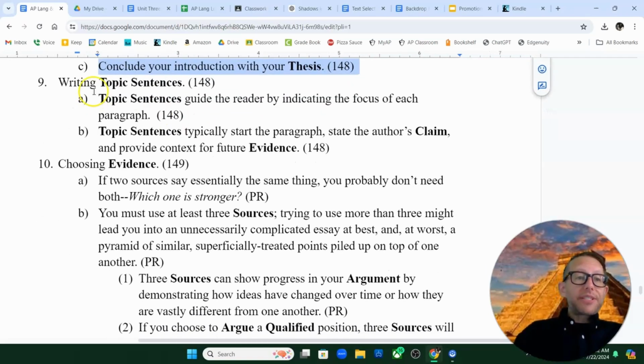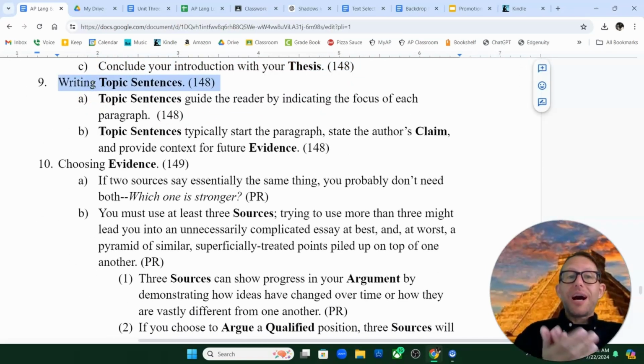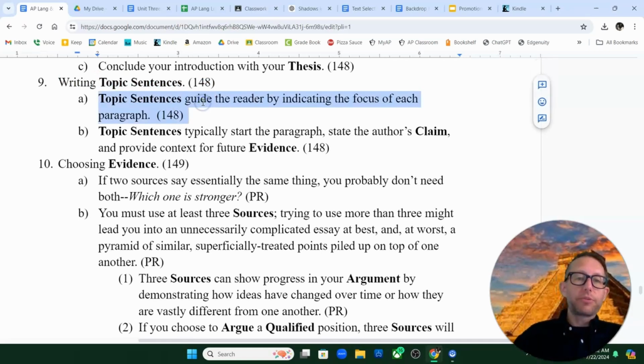That brings us down to topic sentences. Obviously, those are never not important. They just continue to be important to guide us through what it is that we're doing, and that's exactly what this first bullet point says here. They should be indicating the focus of each paragraph. Again, you know that. This isn't new stuff at this point. It's really beating a dead horse, but they're that important that you don't want to neglect them.